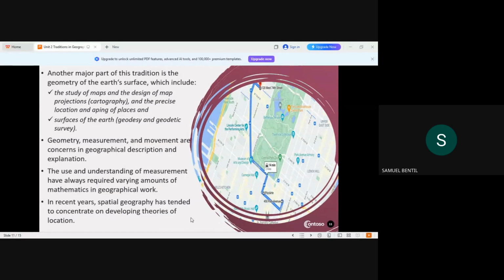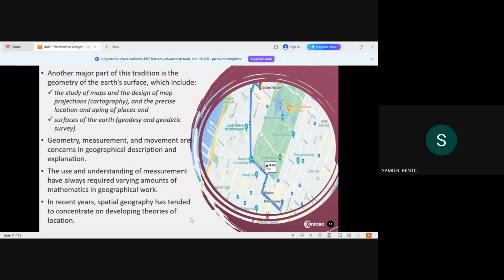Now, apart from distribution, another major part of the spatial tradition is the geometry of the Earth's surface, which includes the study of maps, the design of map projection, surveying and cartography, and the precise location and mapping of places. We also talk about the surfaces of the Earth, geodesy and geodetic survey. So all this spatial tradition borders on surveying and cartography, remote sensing, and all these things are under this category or tradition. So in geometry, we are talking about measurement and movement as concerns in geographical description and explanations. So the use and understanding of measurement have always required varying amounts of mathematics in geographical work.